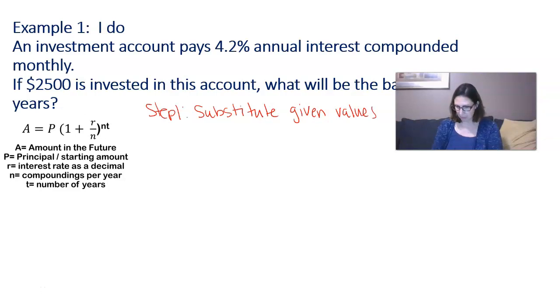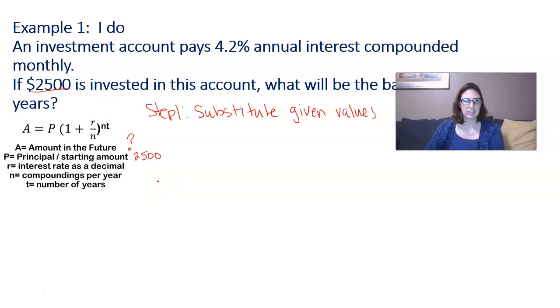So for this particular problem, let's go ahead and try to answer all the questions. What is the amount in the future? What is our A? I don't know. We don't know A because that's what we're trying to figure out. So A is what we don't know. Okay, but we do have the principal, we do have the starting amount, and that right here is the 2,500. That is your starting amount, so that is the 2,500.